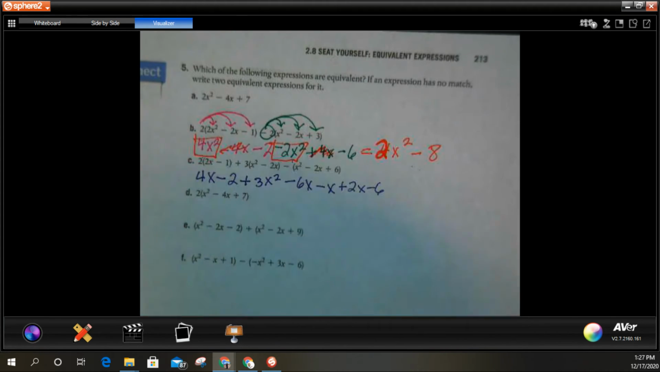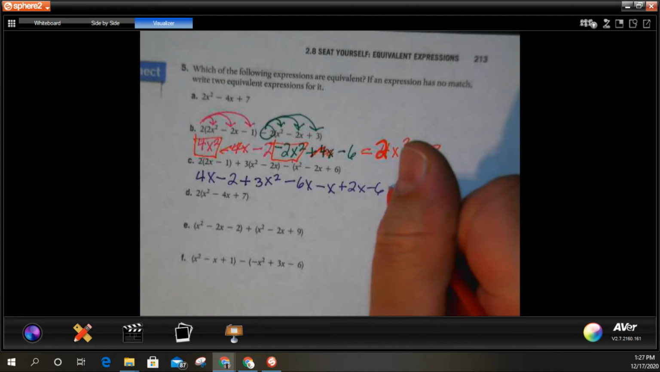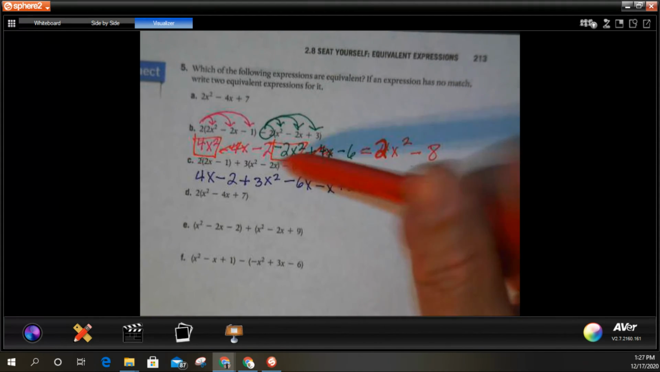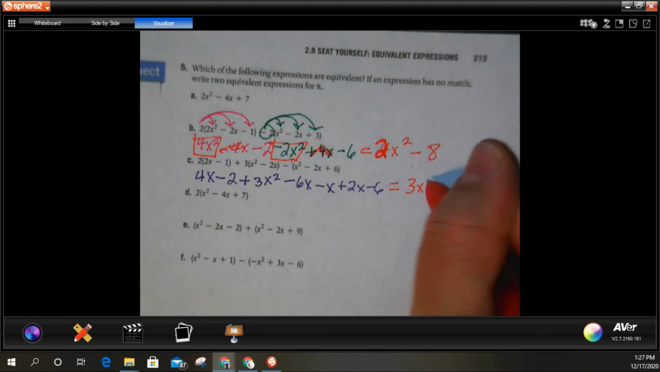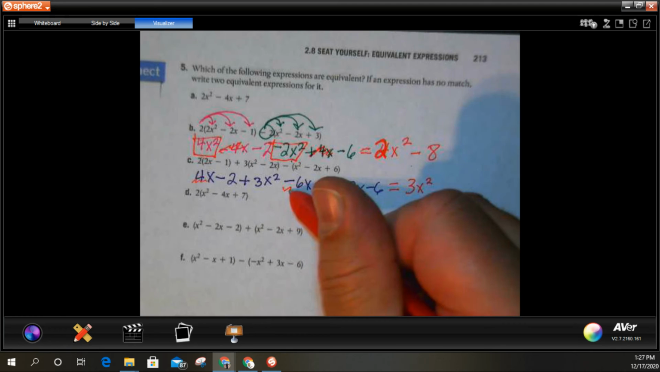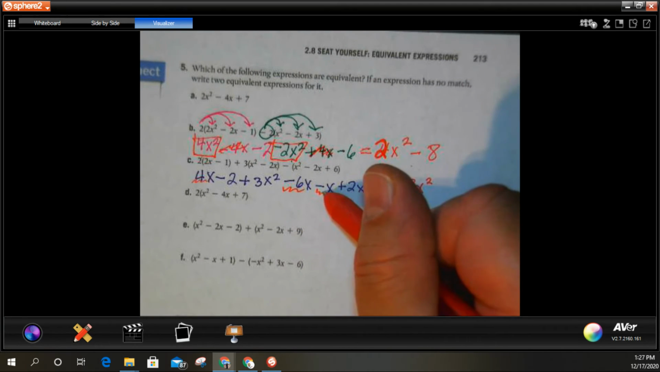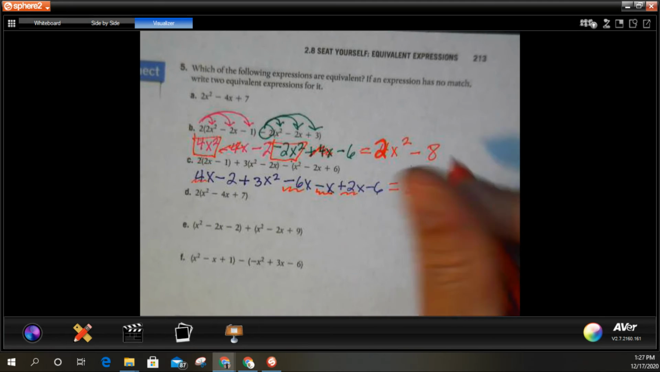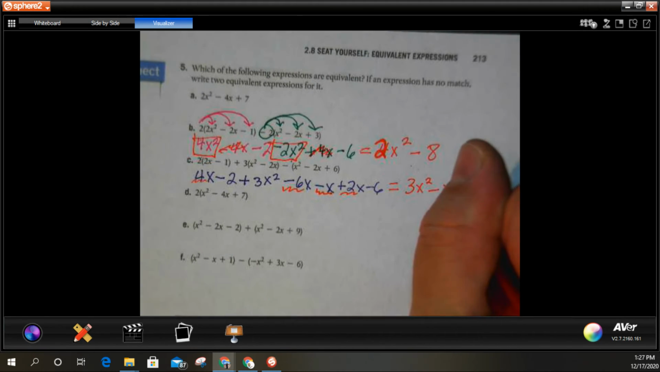And minus 2 minus 6 is minus 8. 2x squared minus 8x plus 14. That's simplified.